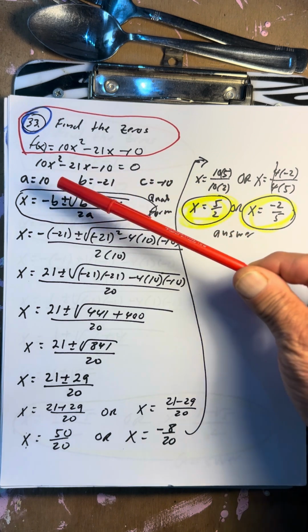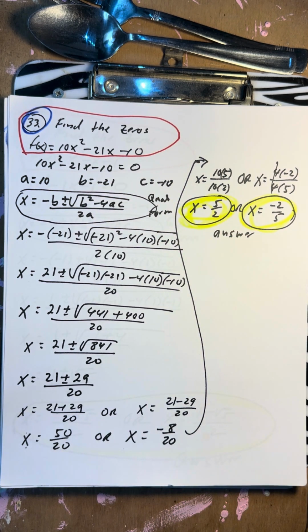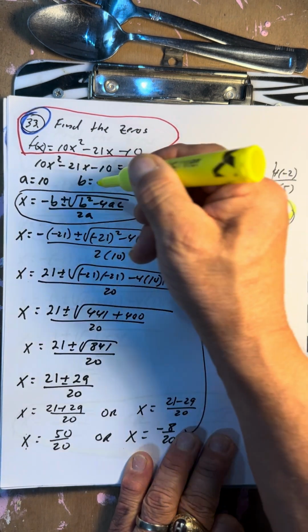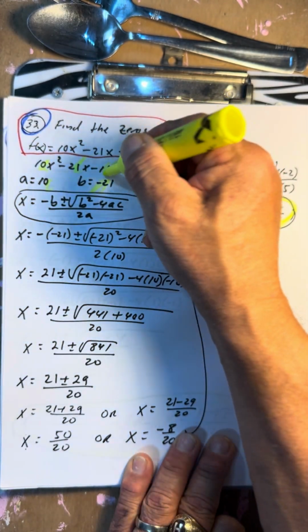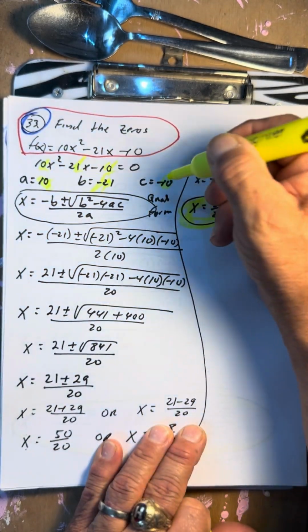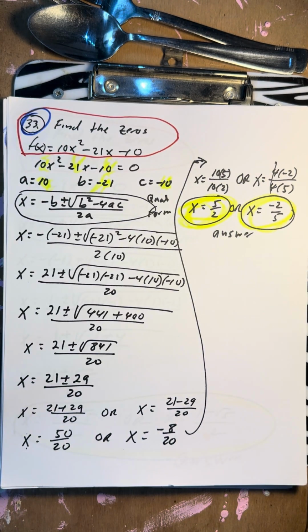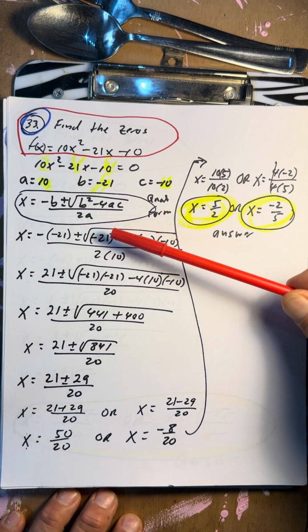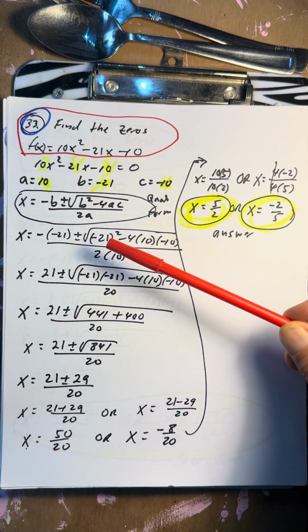All right, find the zeros of this. Again, I'm going to use the quadratic formula. Those numbers right there. Let me highlight them for you a little bit. There they are. That's where I got them from. So now, once I know that those are the numbers I'm using, let's use them. So put it in the quadratic formula. Put the numbers in there.